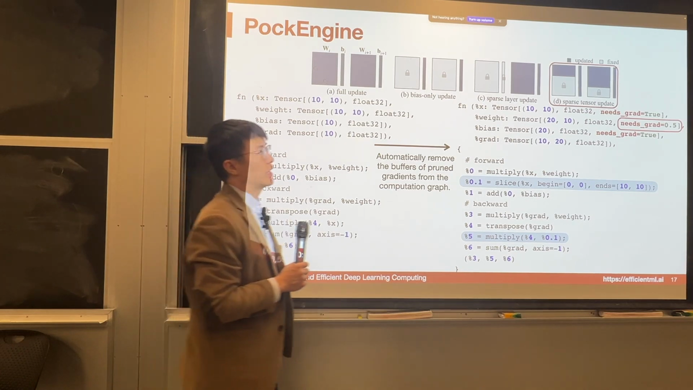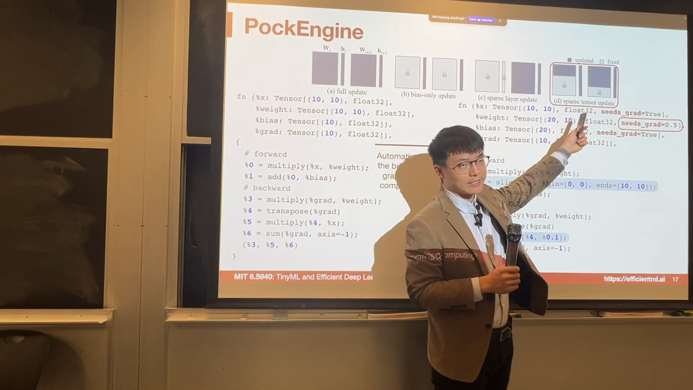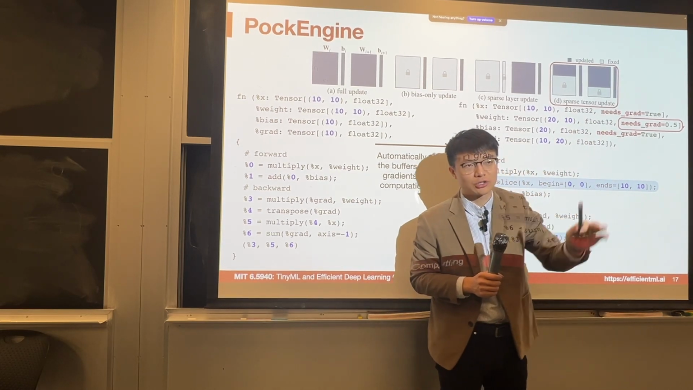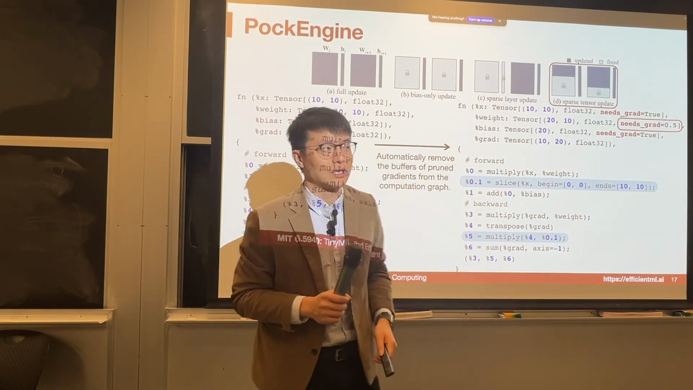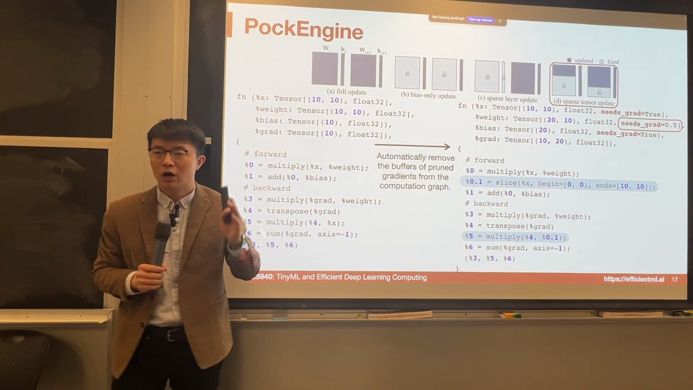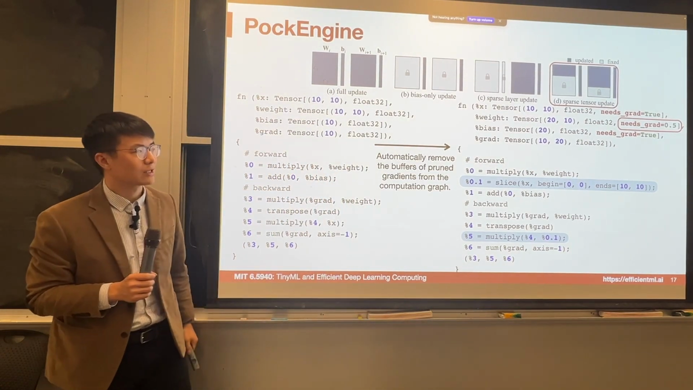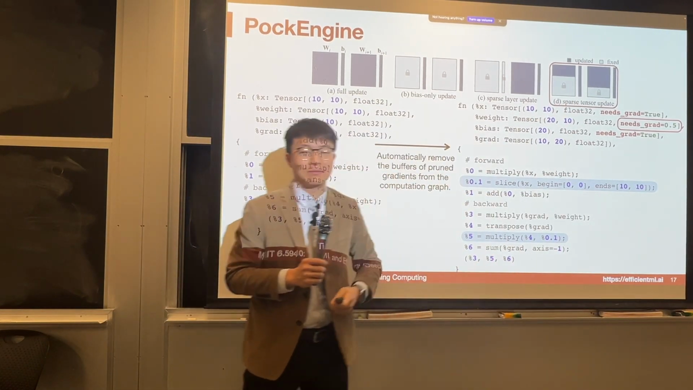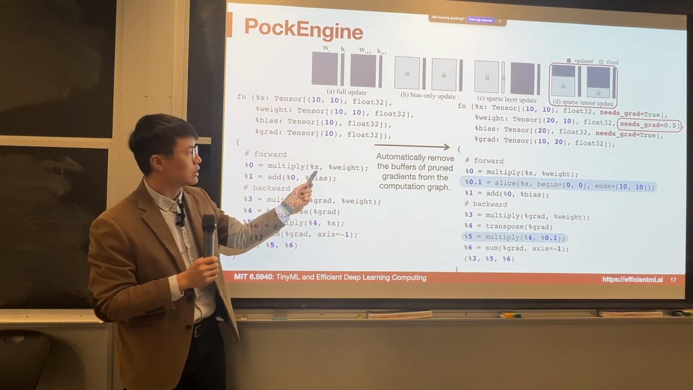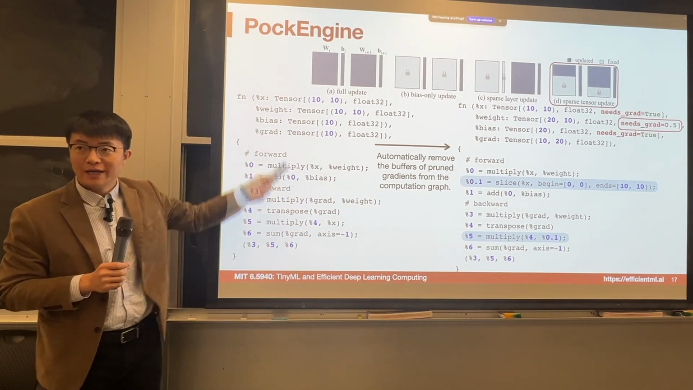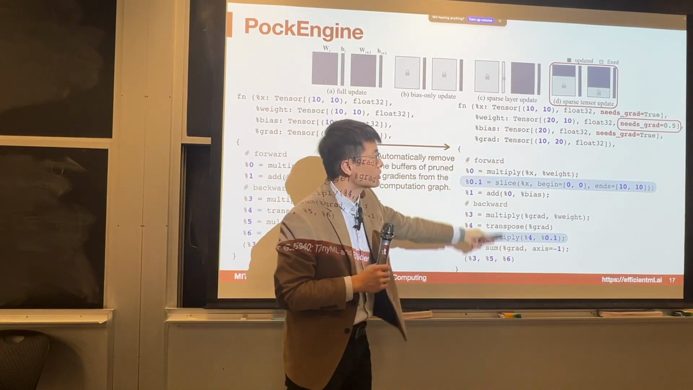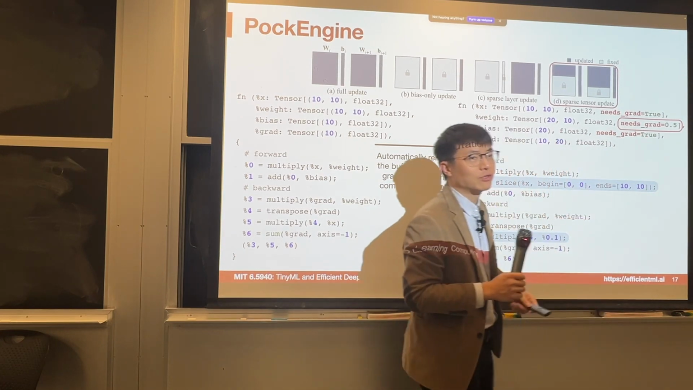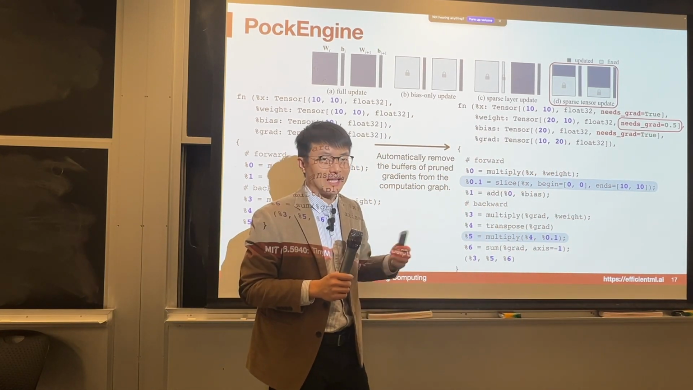The last case is sparse tensor update. Here for both layer 1 and layer 2, we are only doing a partial update for the weight. What does that mean? We don't need to store all the activations. We only need to store the activations corresponding to the weight that needs to be updated. So here, starting with the full update, this is the partial update.